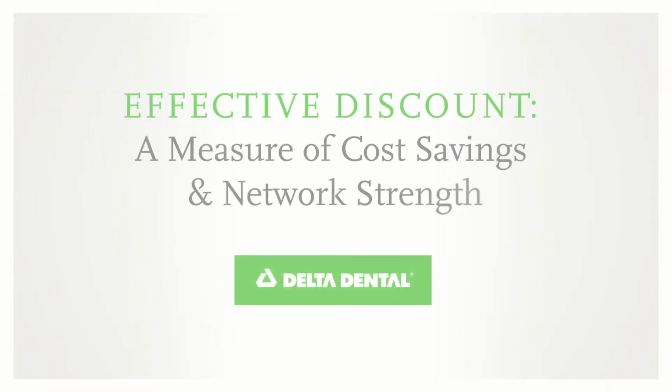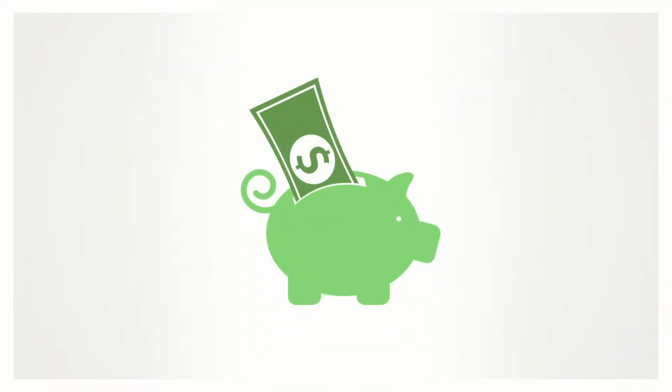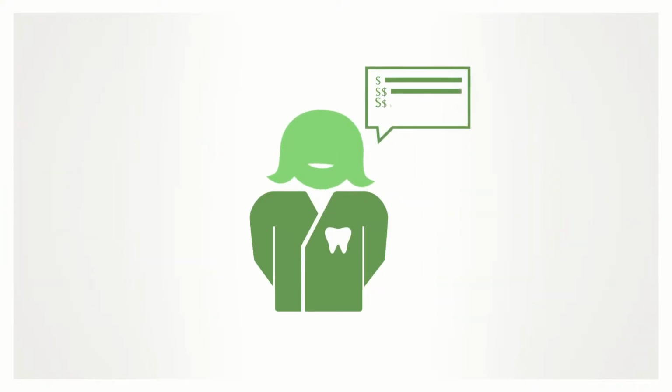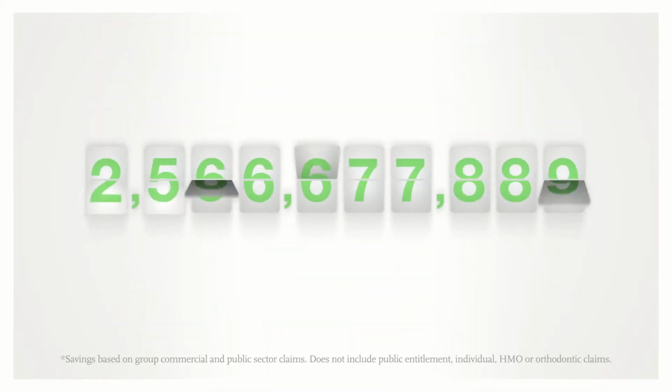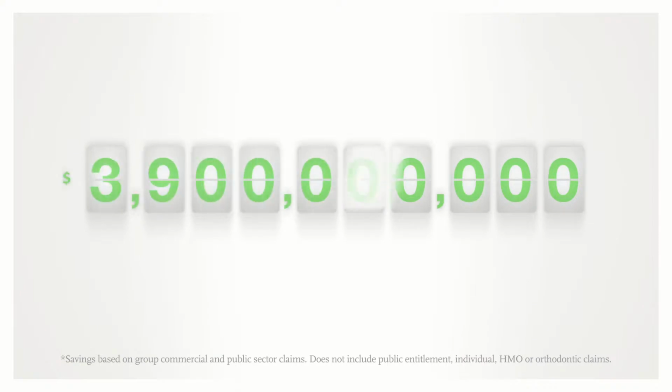Effective discount is an important measure of how well a dental carrier's network helps control costs. To define it more precisely, effective discount measures dollars saved versus average industry charges across all claims paid, both in and out of network. For example, Delta Dental's overall effective discount helps us create more than $3.9 billion in annual savings nationwide compared to dentists' average charges.